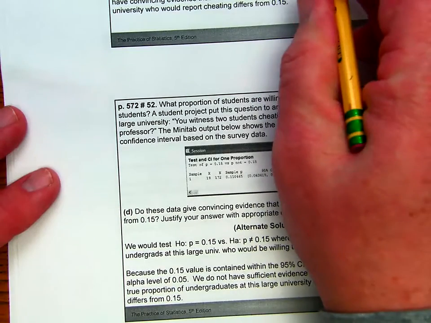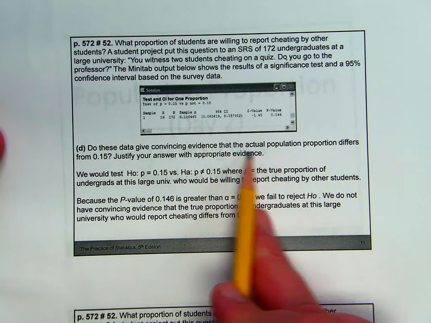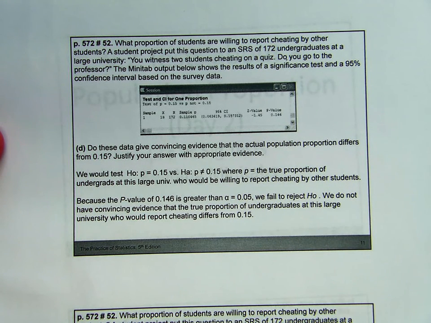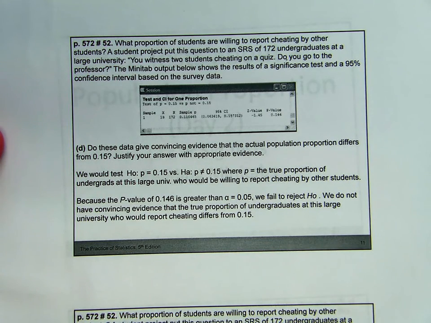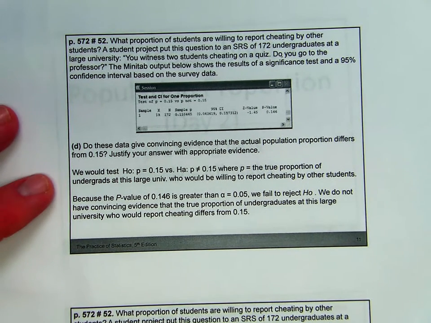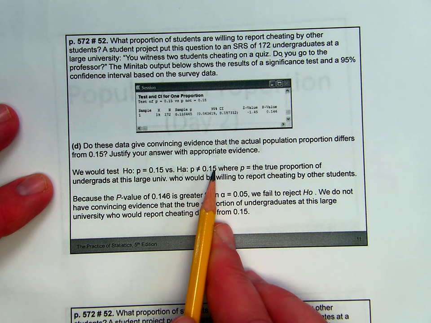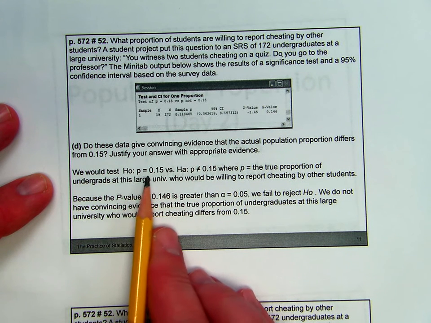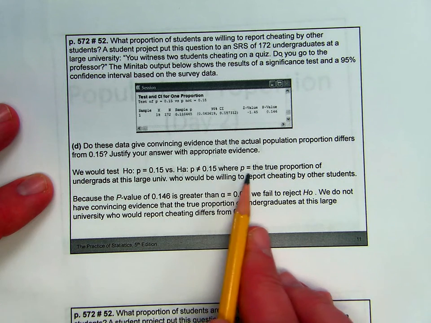Okay, same setting. Next question. Do these data give convincing evidence that the actual population proportion differs from 0.15? Justify your answer with the appropriate evidence. So, with the test of 0.15 versus not 0.15, where we would test H0, P is equal to 0.15 versus the HA, P not equal to 0.15, specifically stating what P is.